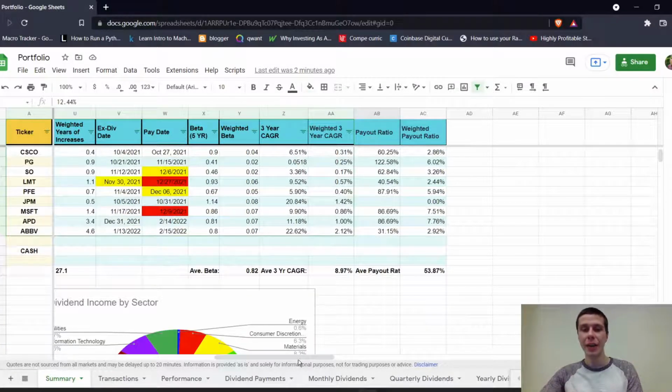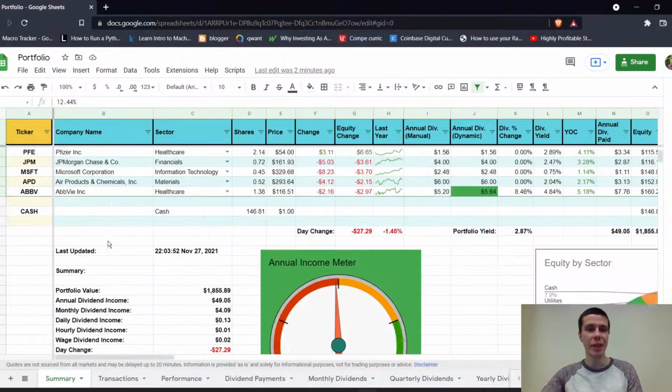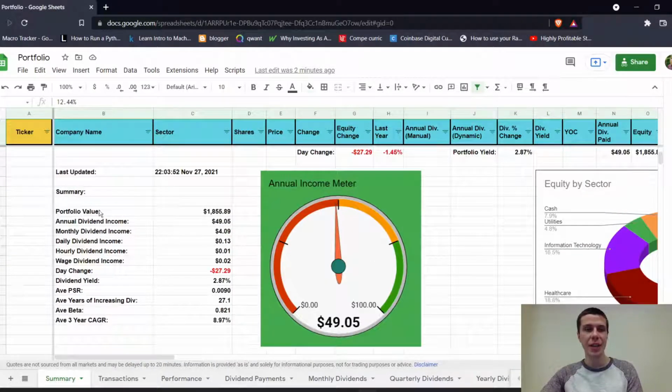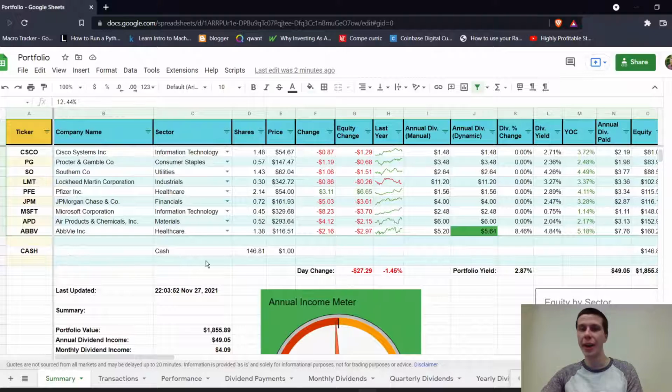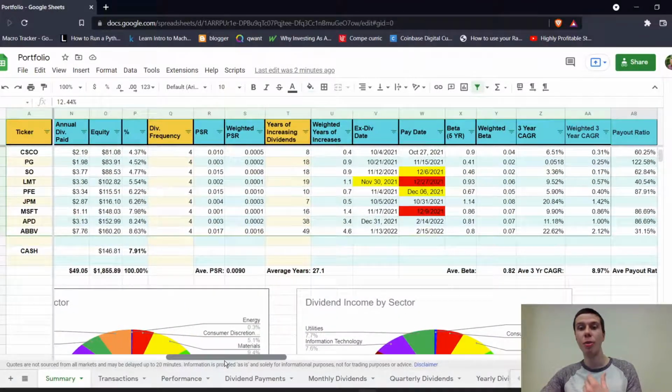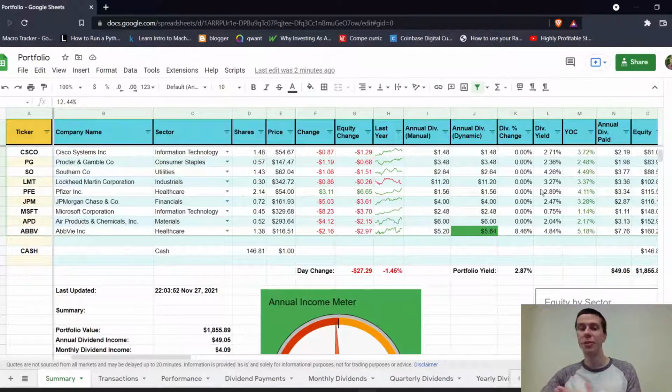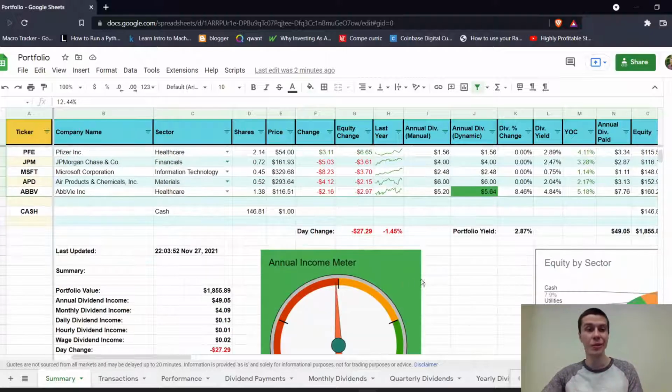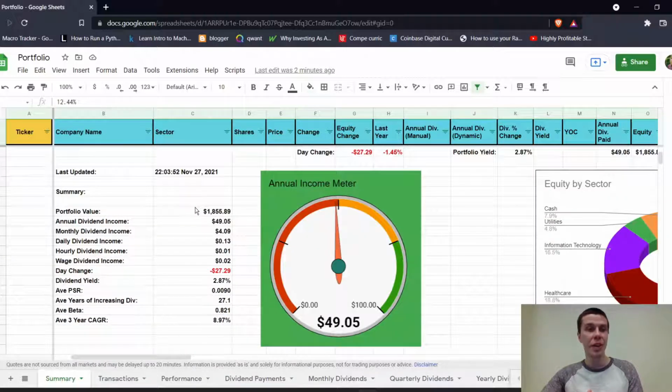And then another thing I want to show is this summary over here down to the left. It summarizes a lot of these values that we talked about, but for the entire portfolio instead of for individual stocks. So I have the portfolio value, the annual dividend income, and then I look at that dividend income monthly, daily, and hourly. The monthly is just the dividend income divided by 12, daily is divided by 365.25, and hourly is divided by 8,760, which is the number of hours in a year.